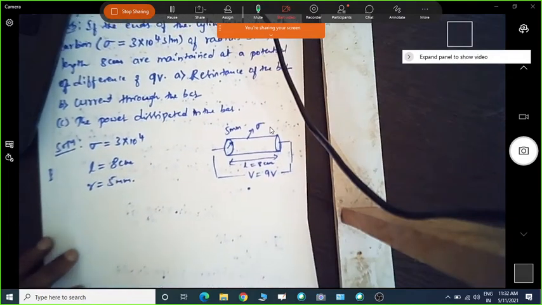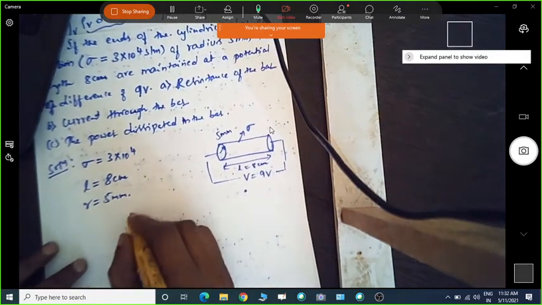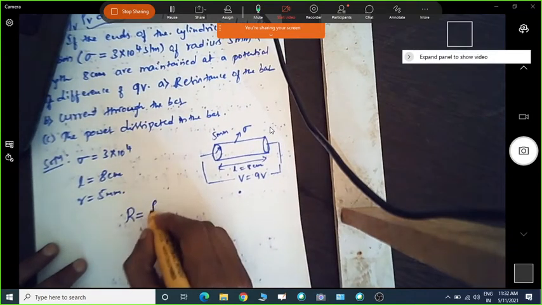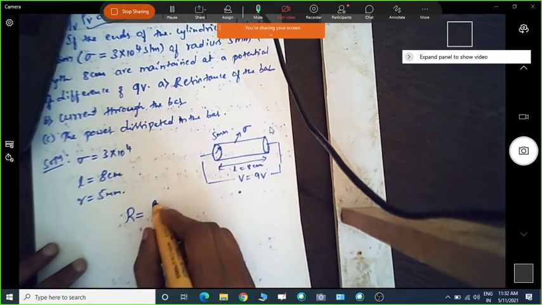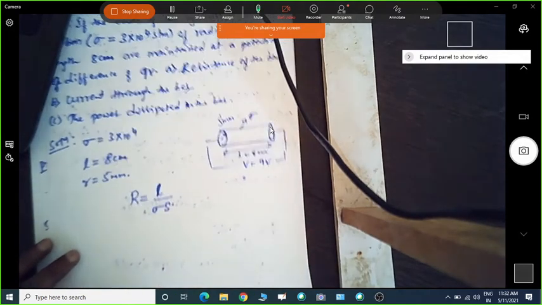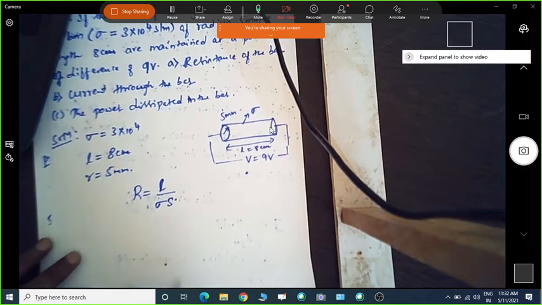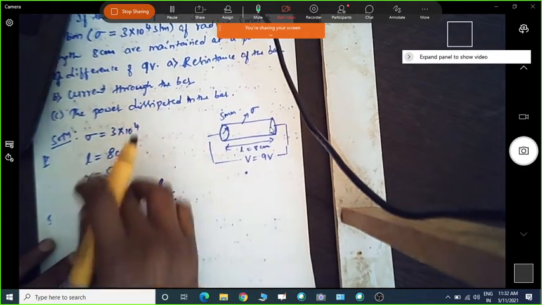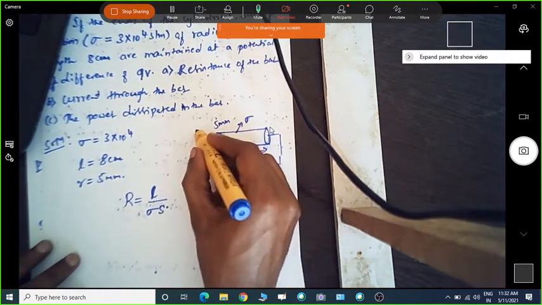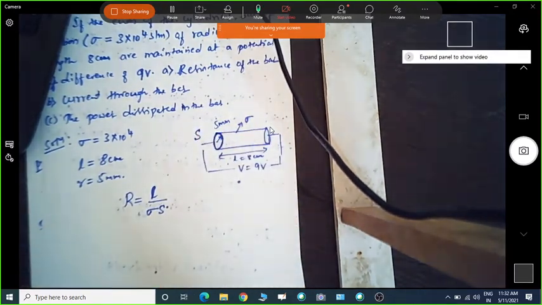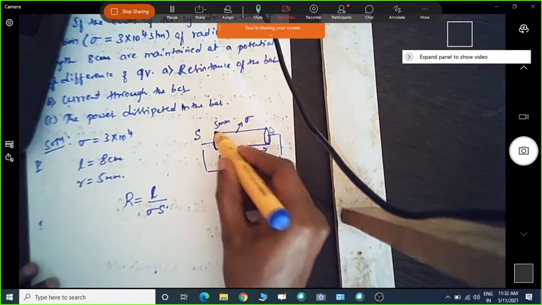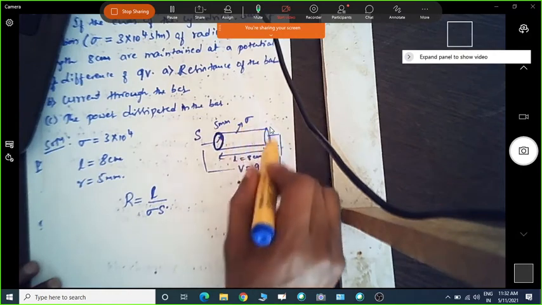So now we have to find out the resistance. What is the equation for resistance? You know the resistance equation, in terms of sigma we write L by sigma into S. Now L we know, sigma we know, S we need to find out. S is nothing but the cross sectional area of the cylinder, as we know from the concept of current density and current.